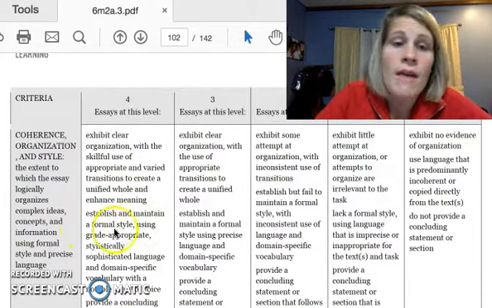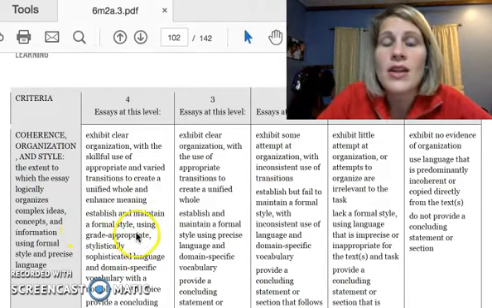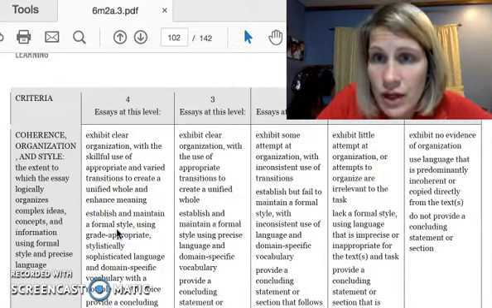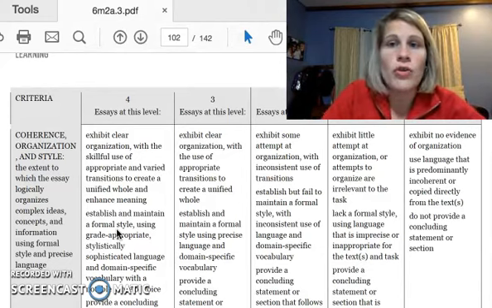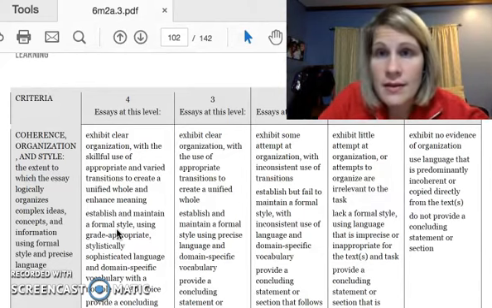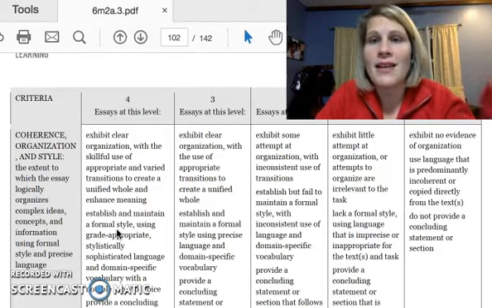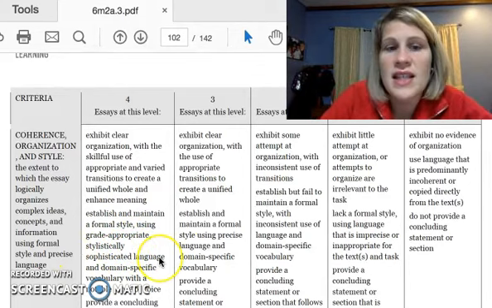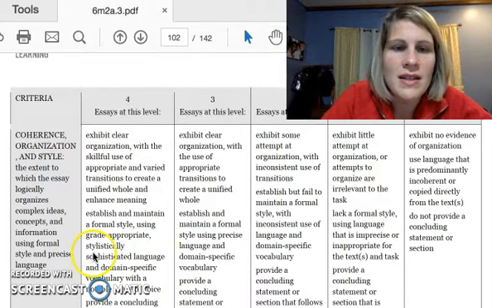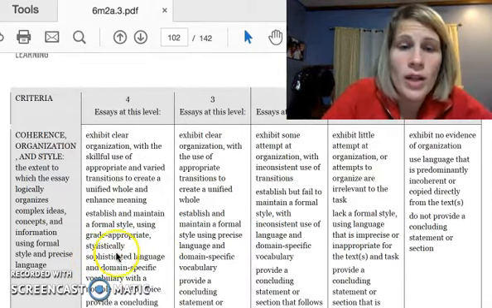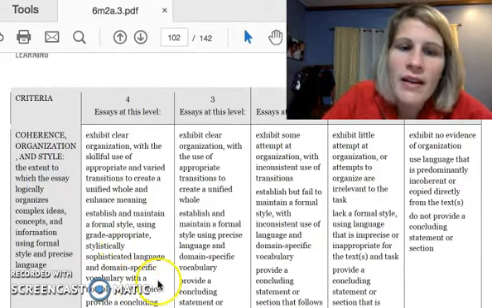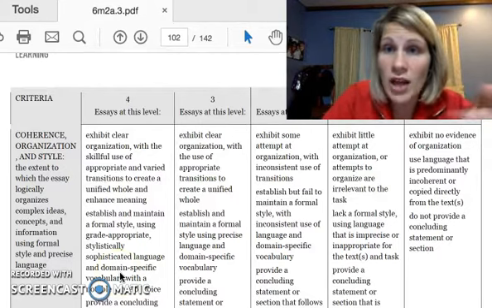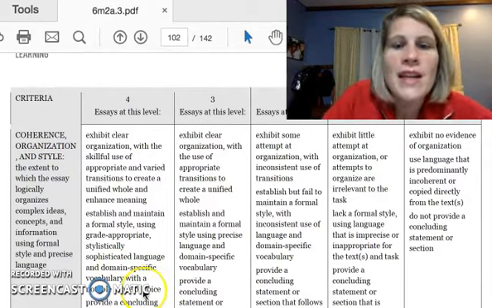To establish and maintain a formal style using grade appropriate language. Formal style means that it should sound like an essay. It shouldn't sound like you're talking to your best friend down the street, okay? You make sure that you're not saying me and so-and-so. You say, you know, Bud and I instead of me and Bud, that type of thing. Stylistically sophisticated language, kind of saying the same thing. It just means that your style of language sounds formal and good. And domain-specific vocabulary, that just means if there's vocabulary that you've learned in this subject, you would include it. With a notable sense of voice.